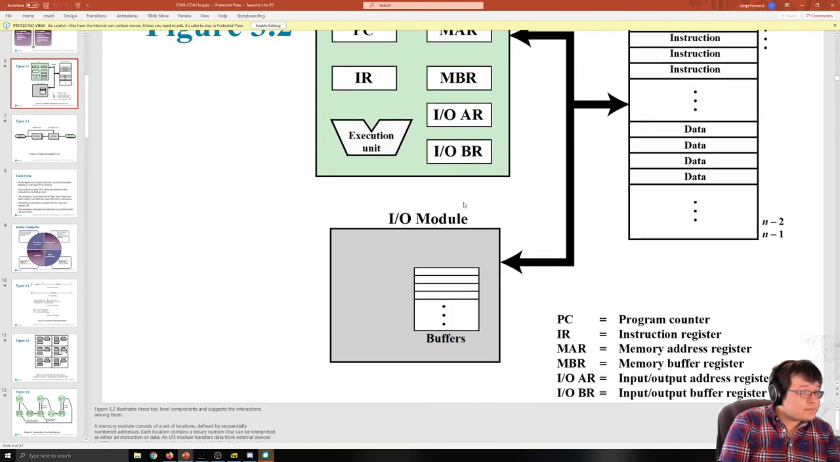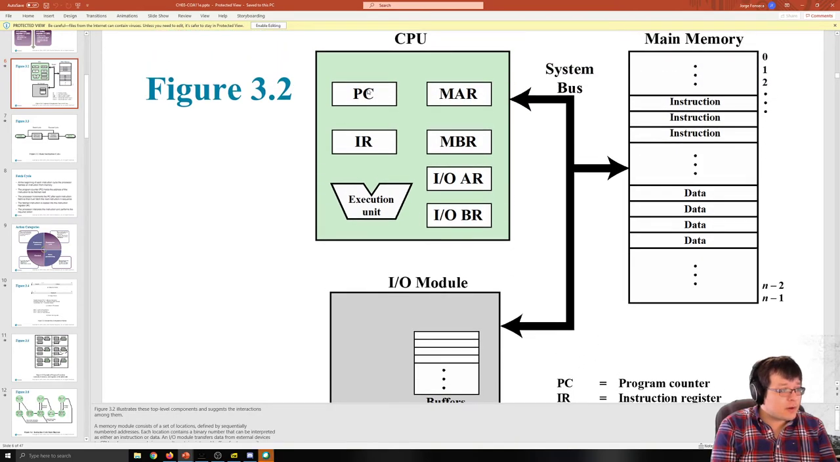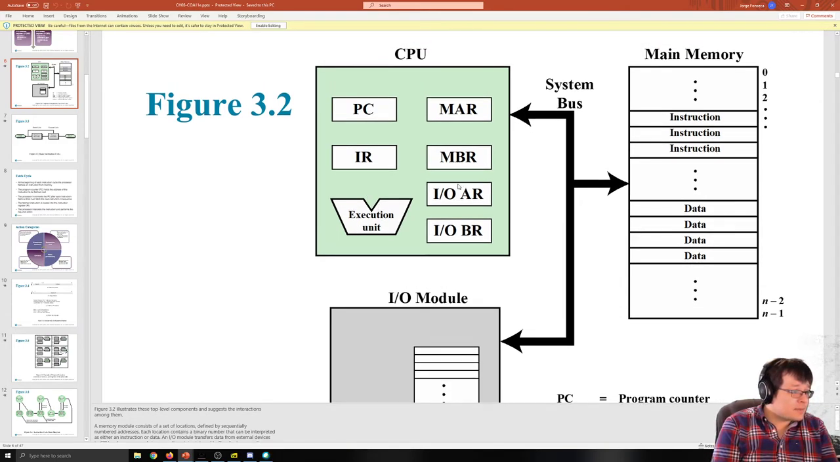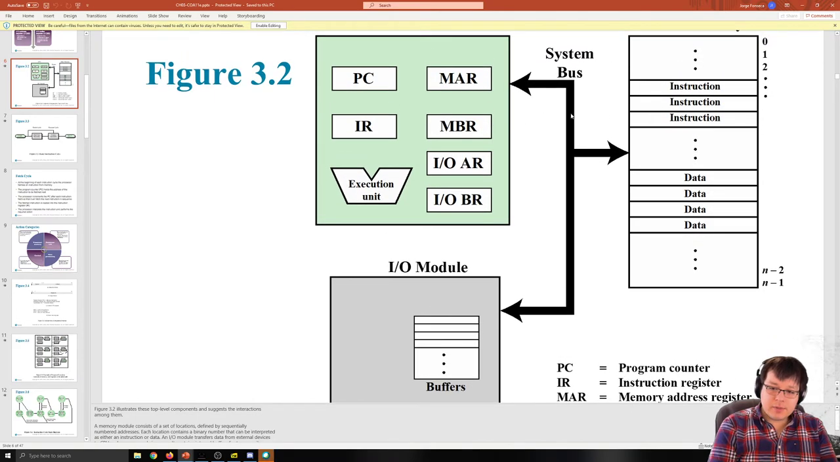The MAR and the MBR, memory address register and memory buffer register. Those are the two big, important ones. So your program counter here, instruction register, your execution unit, think of that like where the processing is happening, like the ALU, basically. Your memory address register is the one that tells you where the operand is at. And then the memory buffer register is where it's loading things before they're fed in. But that memory buffer register is the one that you communicate with the memory.